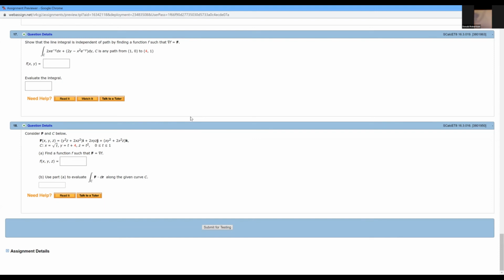Okay, the last one, 18. Evidently, it must be the worst of the lot. It's the last question. What do we get here? We get y squared z plus 2xz squared. Check. We get 2xyz. And then we finish with an xy squared and a 2x squared z.